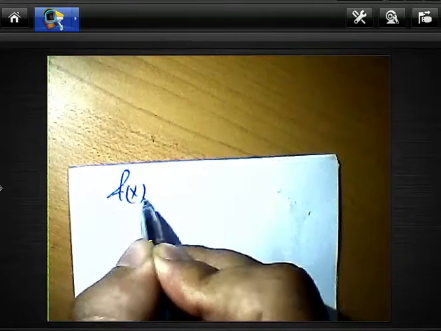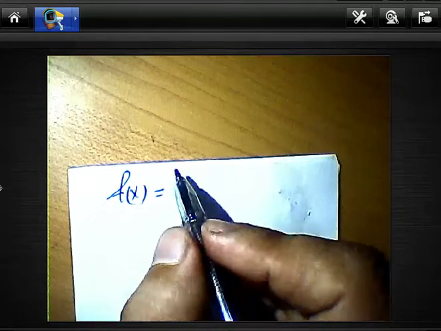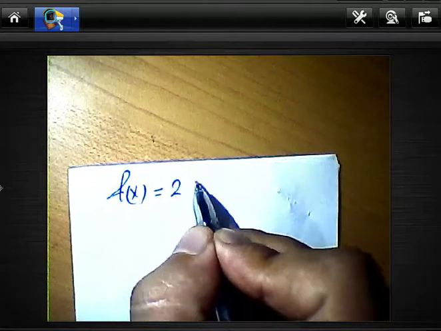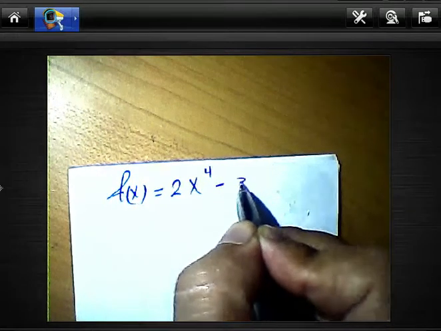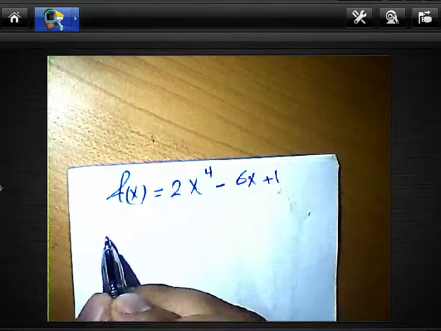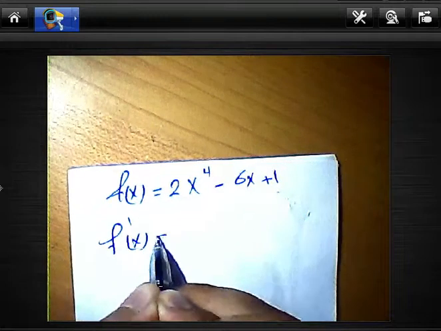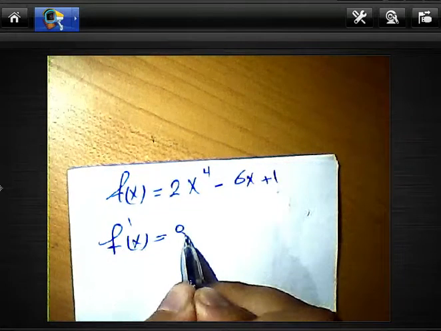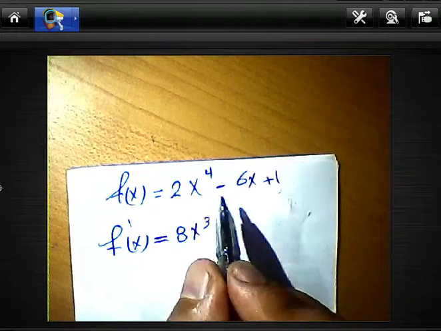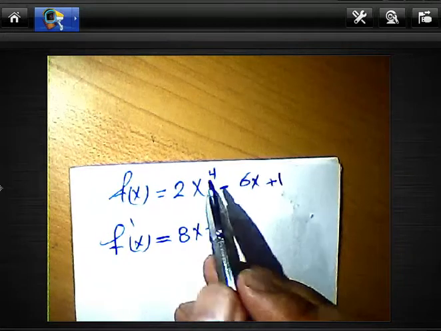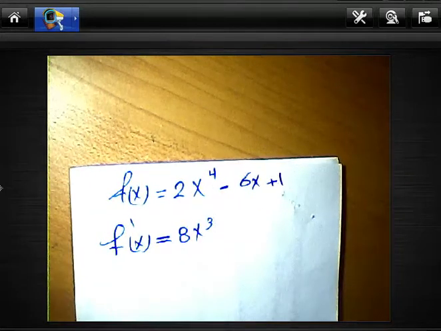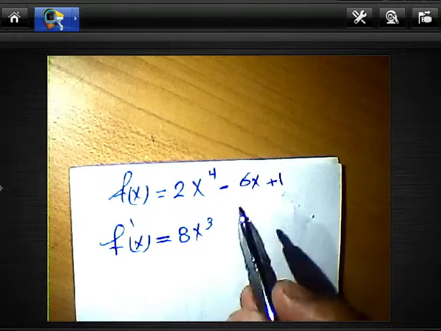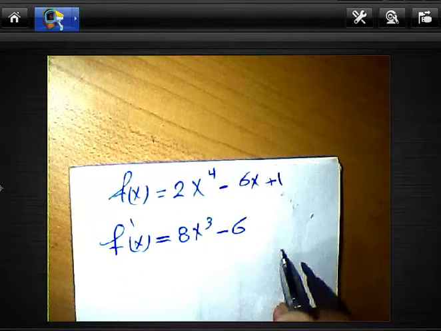And what about this example? F of x, which means y, the image, equals 2x power 4 subtract 6x plus 1. We can write f dash of x equals 8x power 3. We drop this power here and subtract 1 from the power. Then subtract 6x plus 1. The derivative of negative 6x equals negative 6.